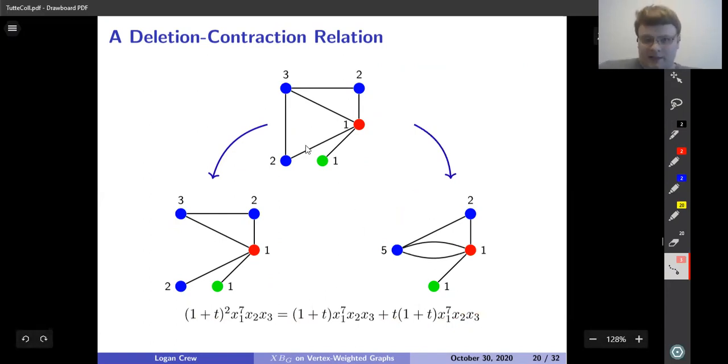So this is the formulation that gives this the nice deletion contraction relation, and it's easy to go through and check that all of this is in fact bijective in a proper way.